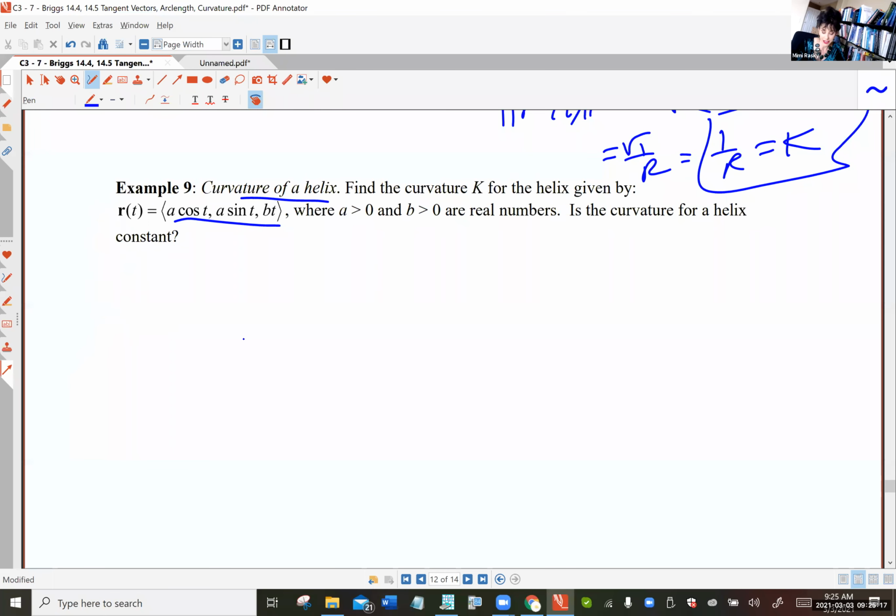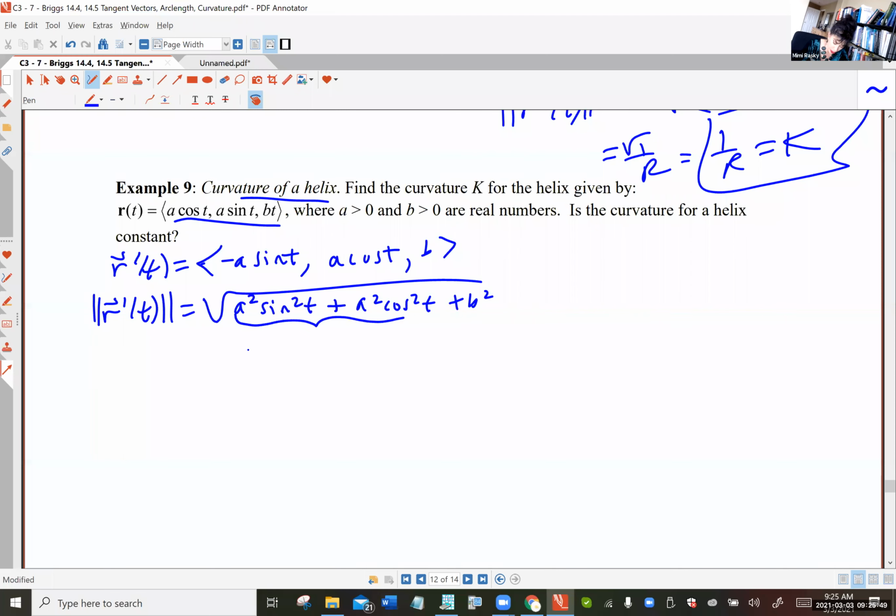So I'm going to get r prime. I'm going to go kind of fast now. Okay, derivative of a cos is negative a sine. And then the a cos is the derivative of the middle guy, and then b. Okay, let's go get the magnitude of that. And then here, if you factor out an a squared, like we've always done before, the other factor will be sine squared plus cos squared, which is 1. And so this is just going to end up being the square root of a squared plus b squared.